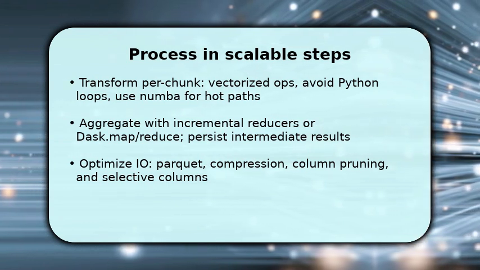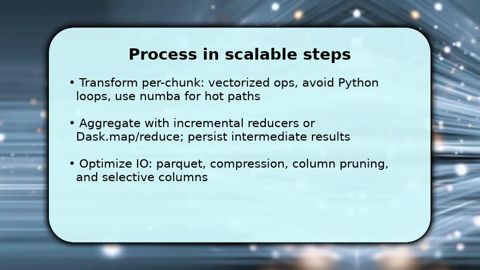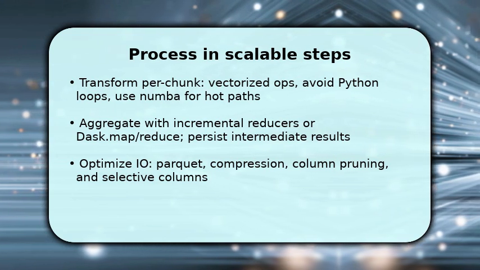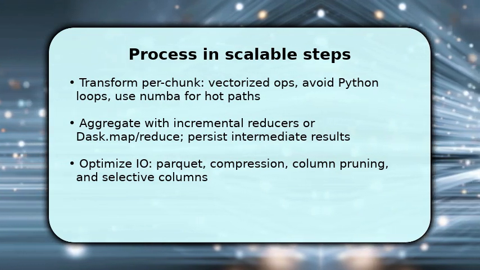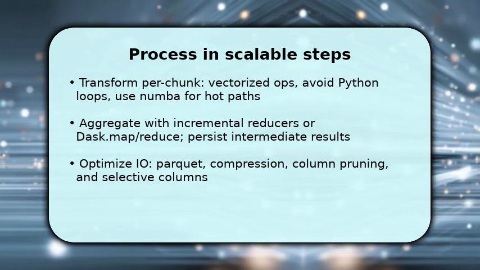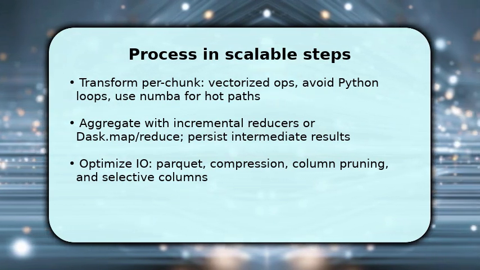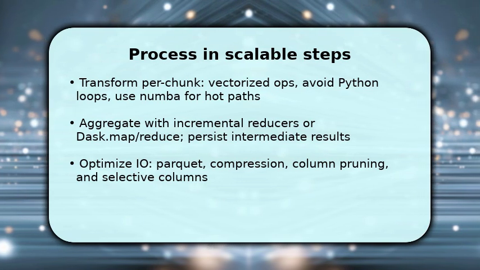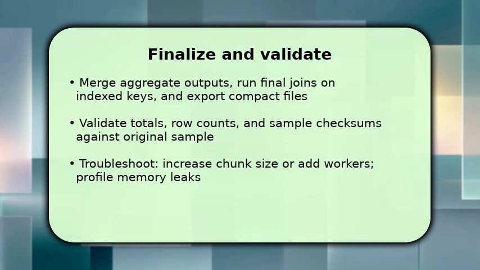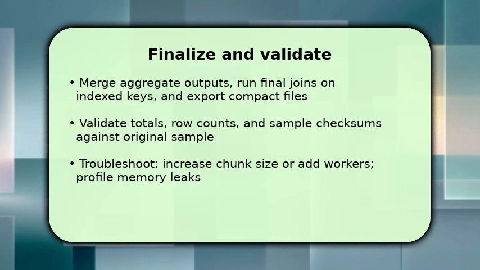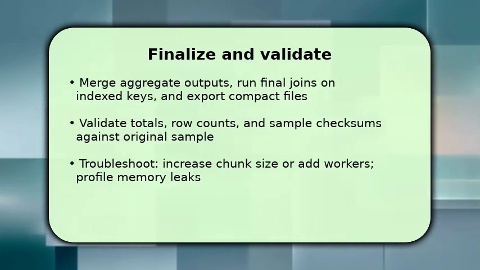Persist intermediate outputs as Parquet with Snappy compression to speed later stages, and prune columns early to reduce I/O. Once done, monitor throughput and memory per worker, and make sure to checkpoint state, so failed jobs can resume without reprocessing everything. You finish by merging aggregates and performing final joins using indexed keys to avoid full shuffles.